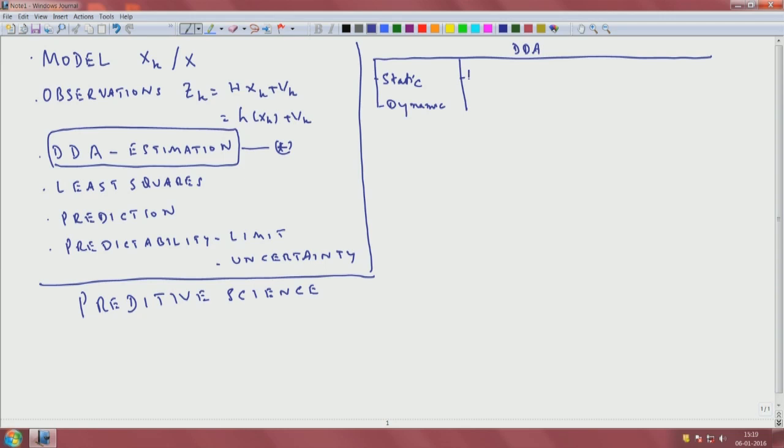We talked about the model being linear or nonlinear. We talked about observations being linear or nonlinear, and other things. And we talked about the overdetermined case and the underdetermined case.